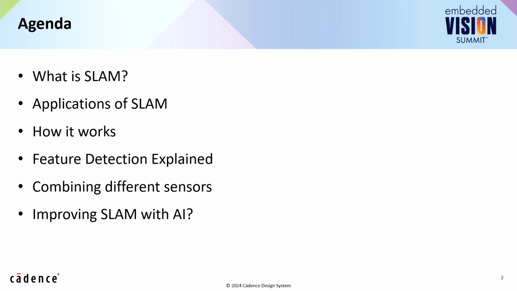So the agenda for today's talk: we're going to go over what is SLAM, what are some of the applications of SLAM, and maybe how it works. Some things we'll probably walk through one of the use cases like feature detection, and what we do about combining different sensors. And as we said, today it's 2024, we have to talk about AI or generative AI. So adding AI into SLAM is also something that we have to cover.